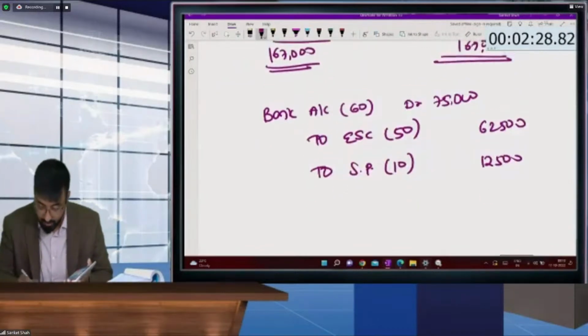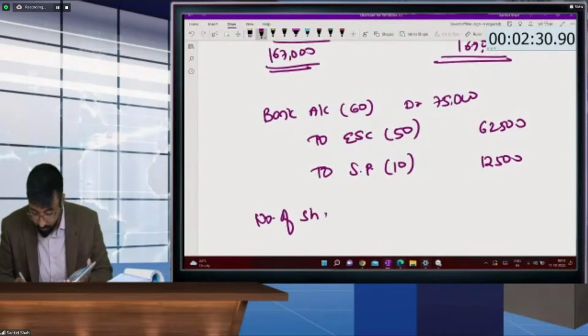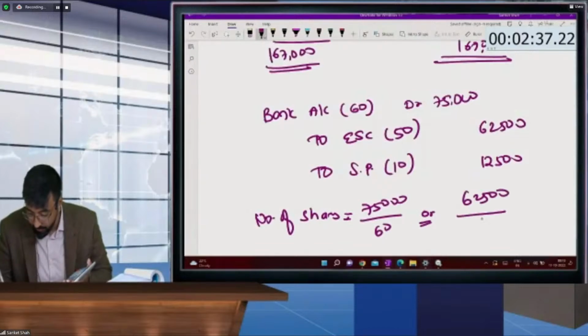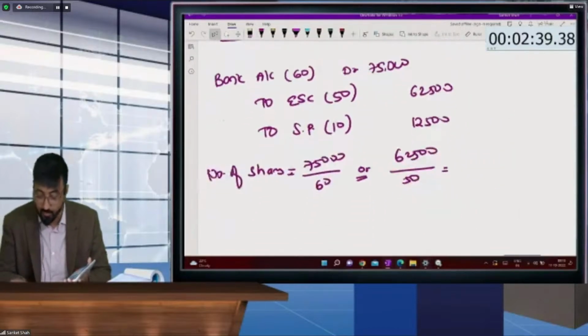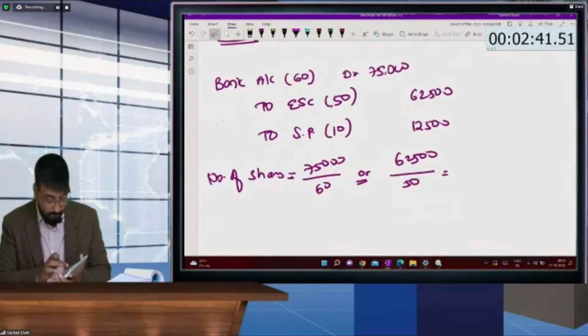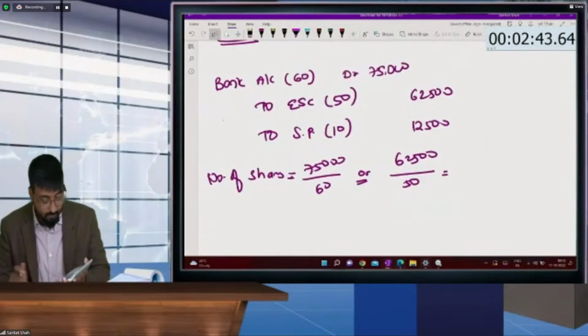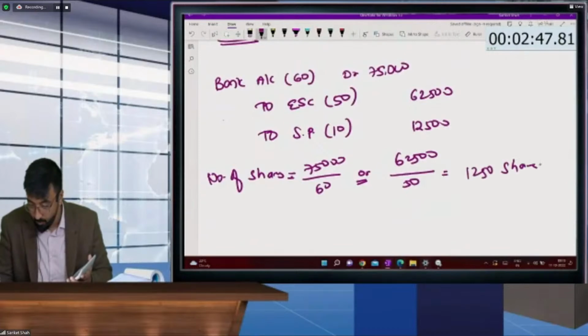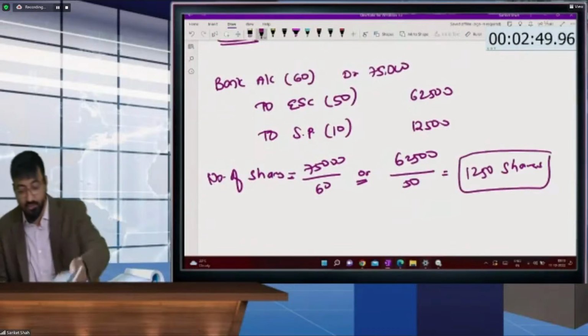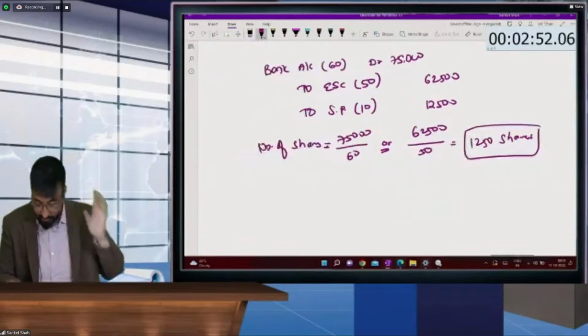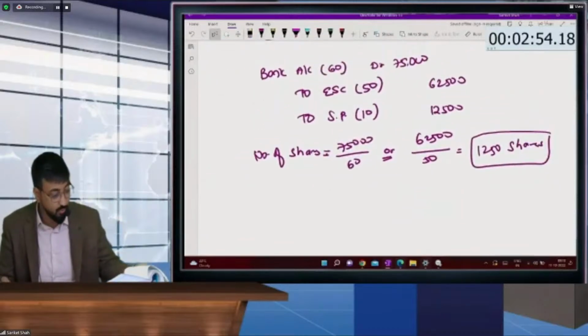So number of shares, either I will go by 75,000 divided by 60 or 62,500 divided by 50. I'm getting the same answer. Number of shares, 1250 shares. Or I can write 12,500 divided by 10 also. Same answer. Number of shares to be issued. Correct hai? Chalo.